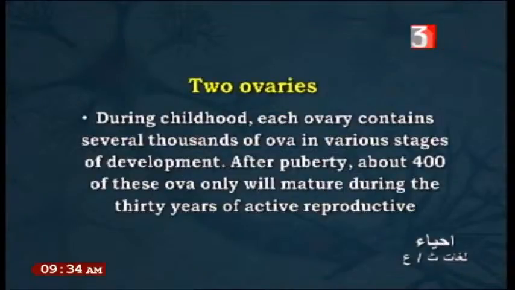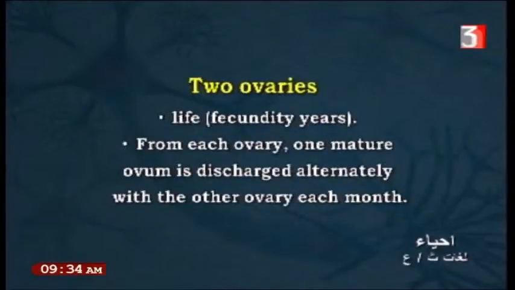During childhood, in the female, each ovary contains thousands of ova. This may reach about 400 ova until maturity. These 400 ova are released during about 30 years of active reproduction. From each ovary, one mature ovum is discharged, alternating with the other ovary each month.